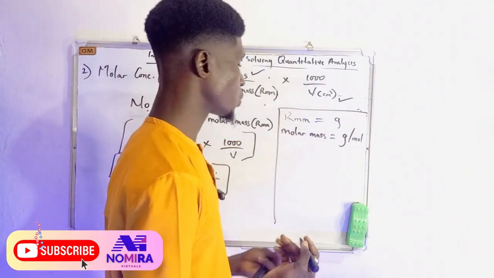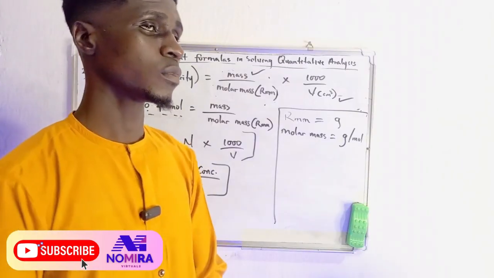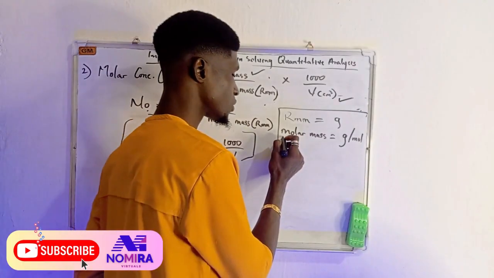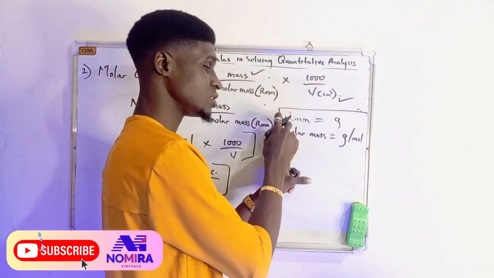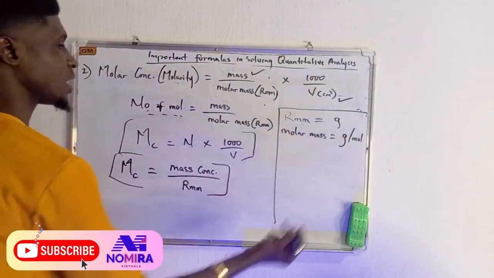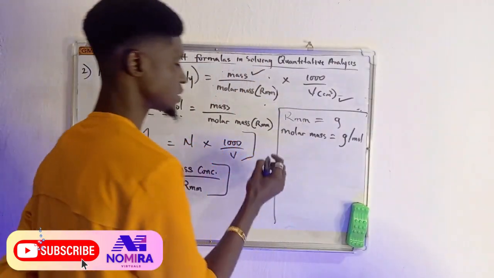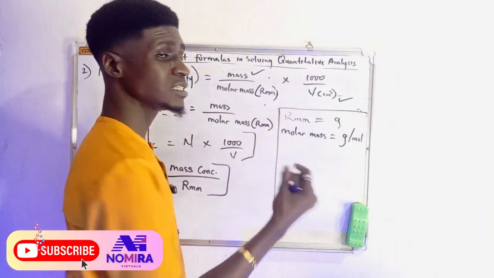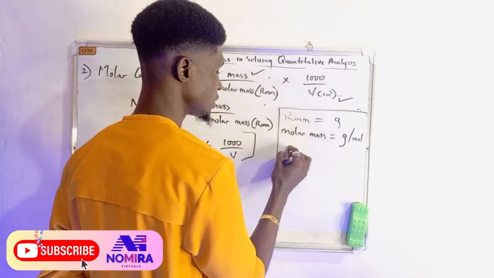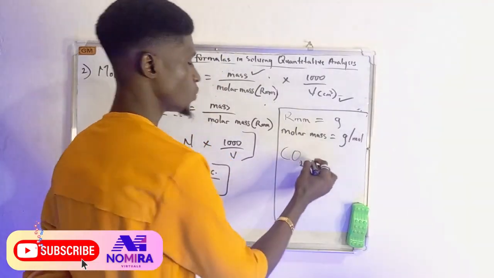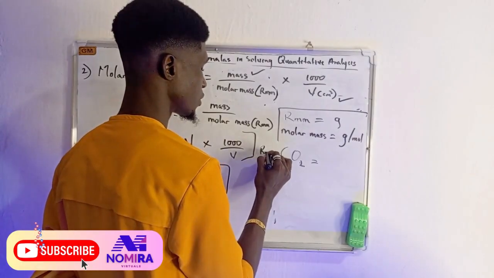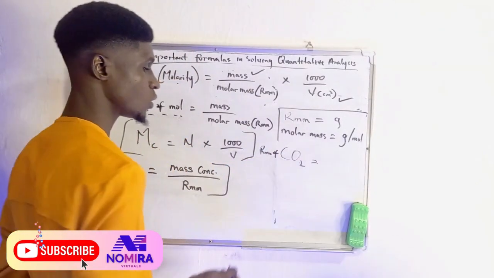So questions could come this way: what is the molar mass of, or what is the mass in 1 mole of? They are still talking about molar mass, which is the same thing in theory as relative molecular mass. How do we get relative molecular mass? We get it by adding the individual relative atomic masses of the elements that make up a compound. For instance, let's say we should find the relative molecular mass of CO2. How do we go about it?